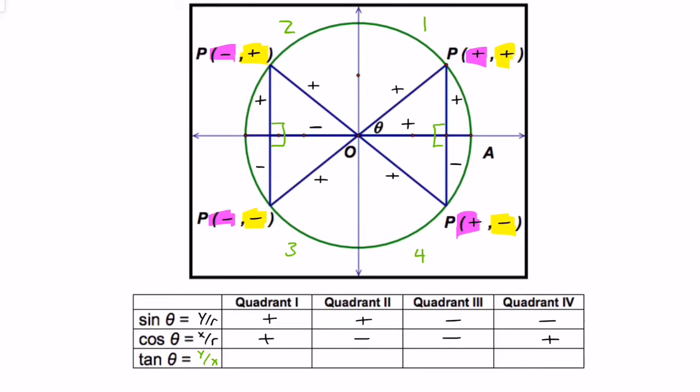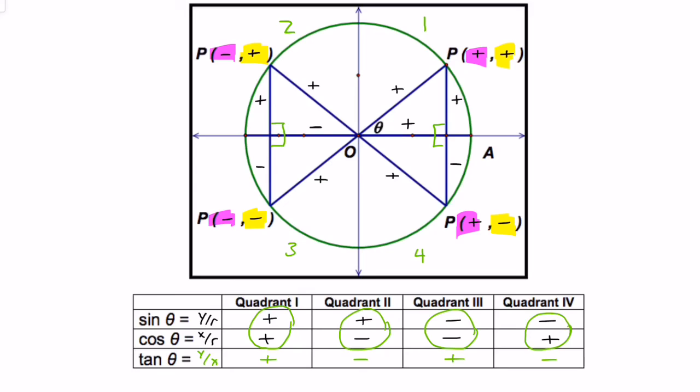So tan is really just y over x, but since sine and cos already show us whether x and y are positive or negative in each quadrant, we can just look at them to figure out tan. So in quadrant 1, positive, positive, if I go a positive number divided by a positive, I get a positive. Quadrant 2, positive, negative is going to be a negative. Quadrant 3, negative divided by a negative is positive, and quadrant 4, a negative divided by a positive is negative.